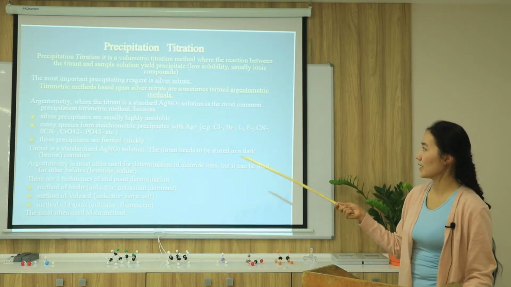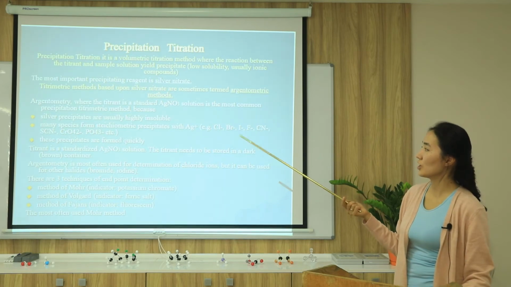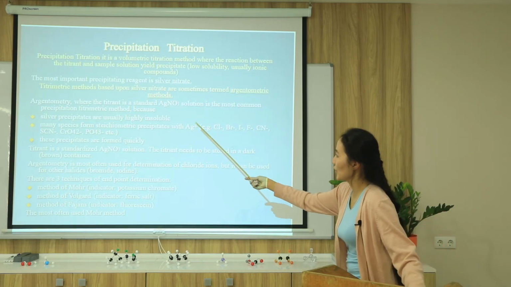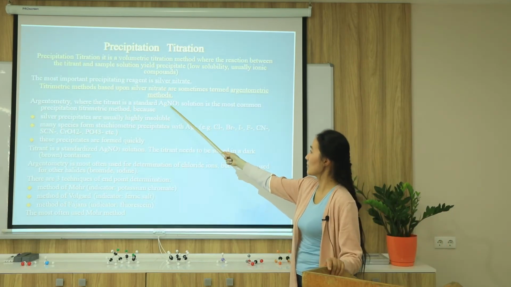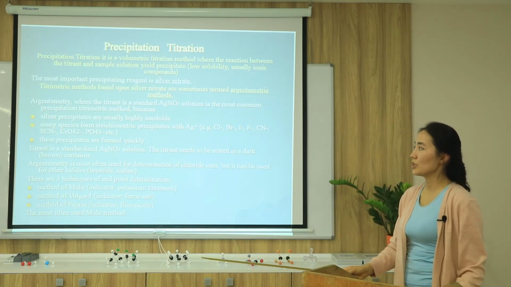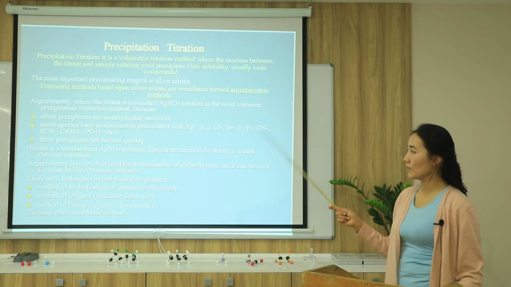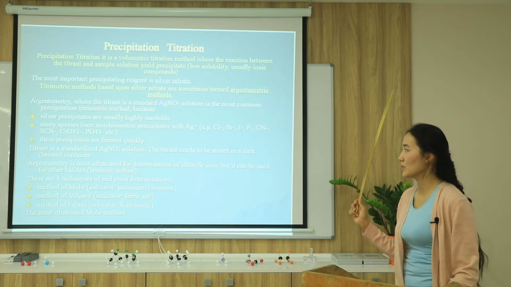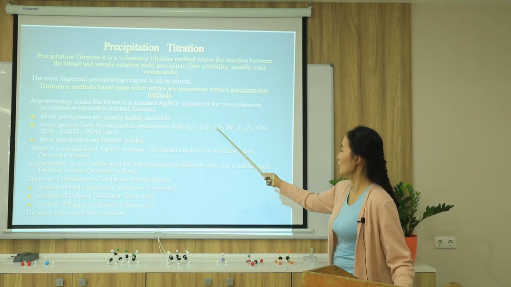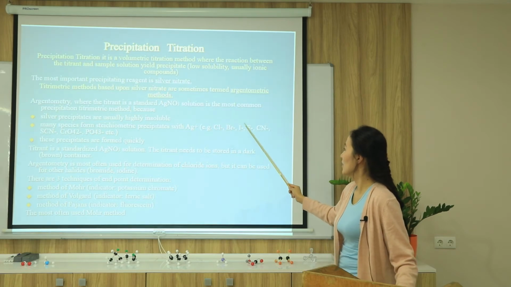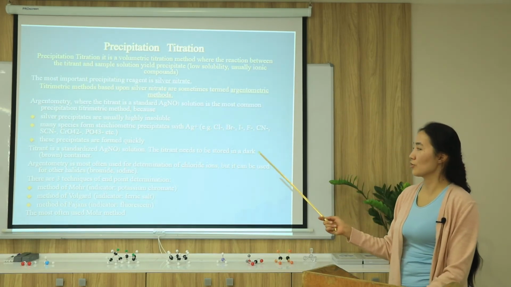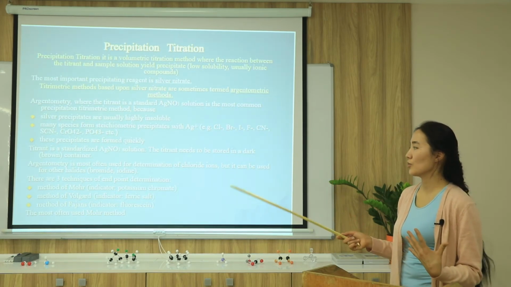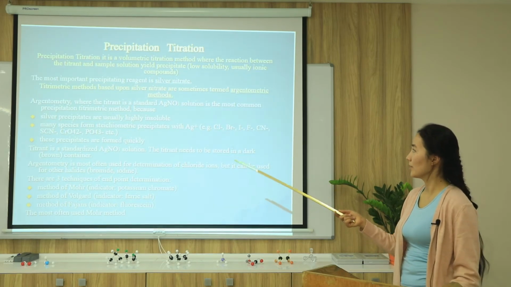So next, the second type: precipitation titration. The most important precipitating reagent is silver nitrate. When we work with a standard solution of silver nitrate, it is the most common precipitation titrimetric method, because silver precipitates are usually highly insoluble, and many species form stoichiometric precipitates with halides like chloride, bromide, iodide, thiocyanate, and CN, and also other groups. These precipitates form very quickly. So the standardized solution, or titrant, is silver nitrate.